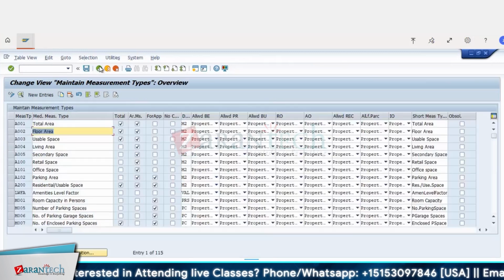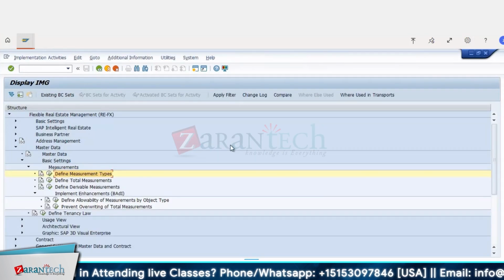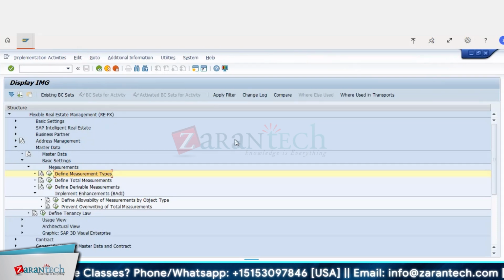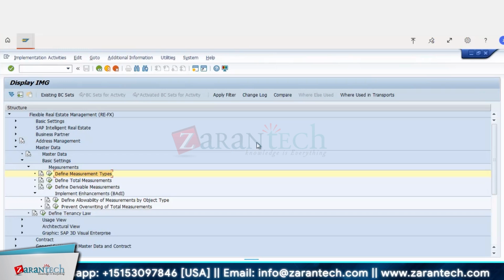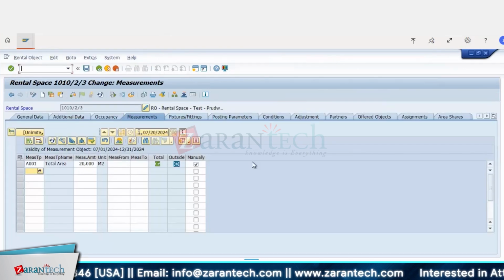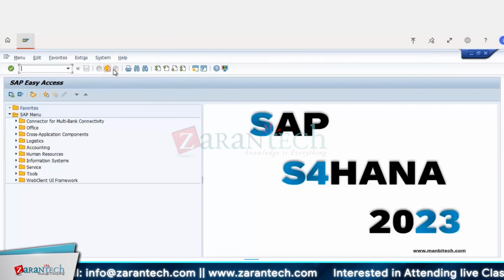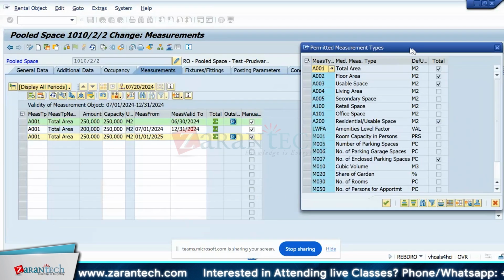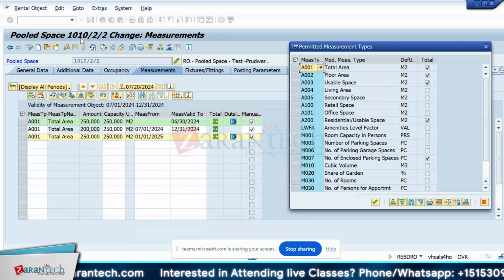Let me try to create. Where exactly didn't you get this adding of another measurement type? Was it at rental object level? Yes, I'm doing it for rental space. Okay. What is your business entity? It's two, right? Yes, it is two, and rental space is three. Pool space is two. Okay, can you see it? This is your rental object, right? Yes, this 101 is pool space.